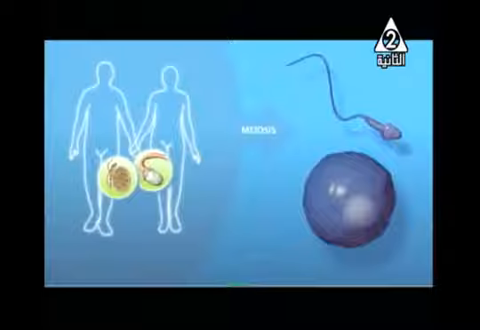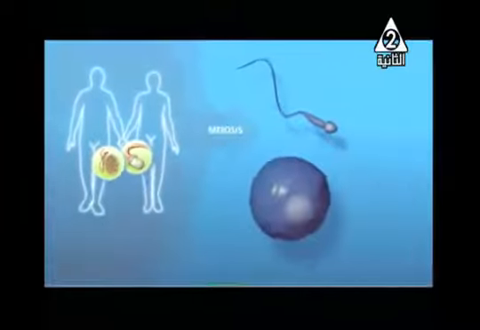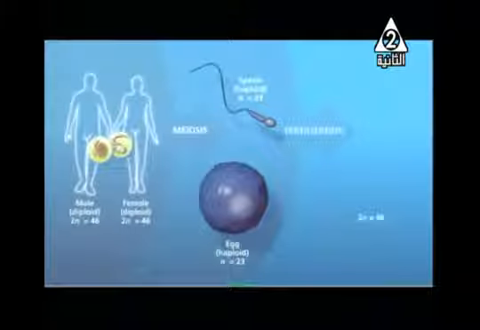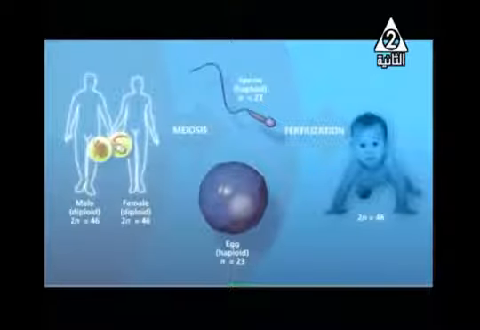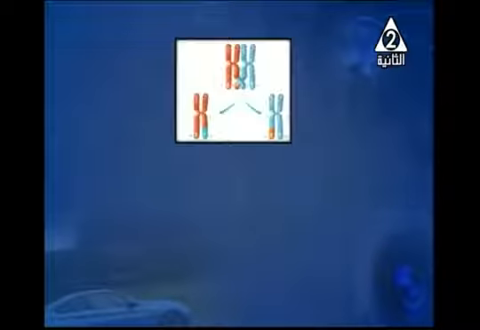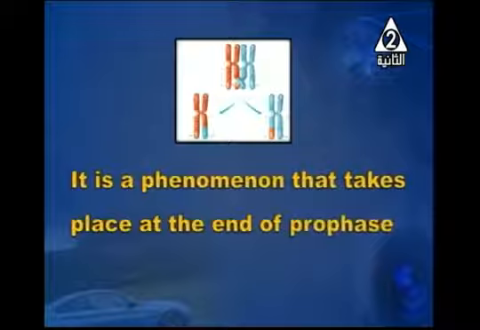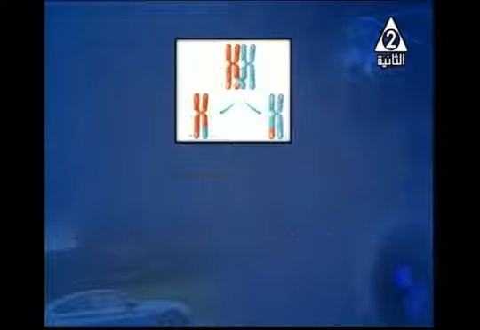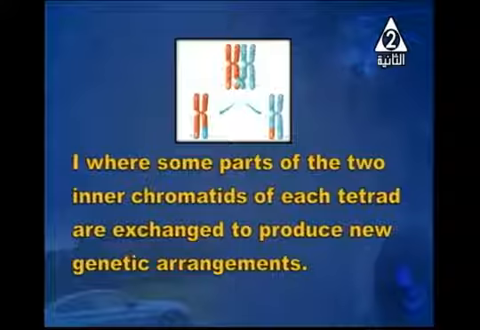There is a very important phenomenon that occurs during prophase 1 in the first meiotic division, which is known as the crossing over phenomenon. What is meant by the crossing over phenomenon? The crossing over phenomenon takes place at the end of prophase 1, where some parts of the two inner chromatids of each tetrad are exchanged to produce a new genetic arrangement.